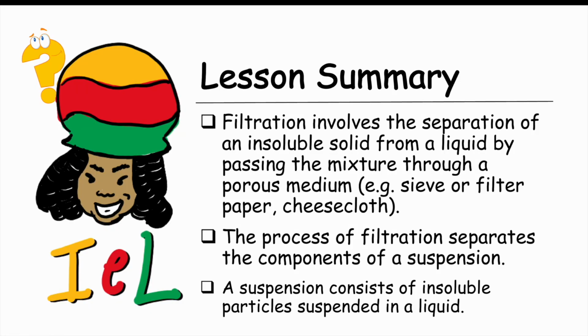The lesson summary points include: filtration involves the separation of an insoluble solid from a liquid by passing the mixture through a porous medium. Examples of porous medium include a sieve, which is also known as a strainer, filter paper, or cheesecloth. The process of filtration separates the components of a suspension, and the components are usually an insoluble solid from a liquid. A suspension consists of insoluble particles suspended in a liquid.